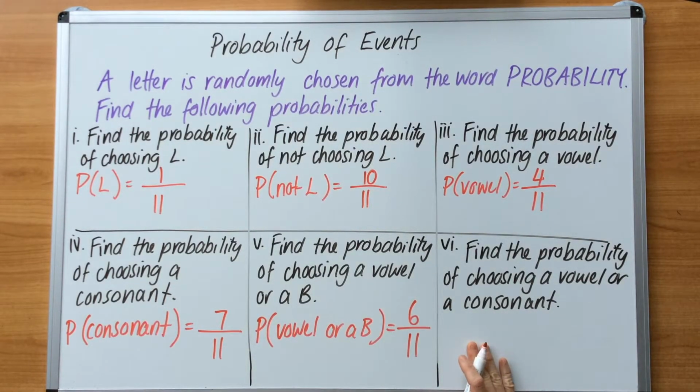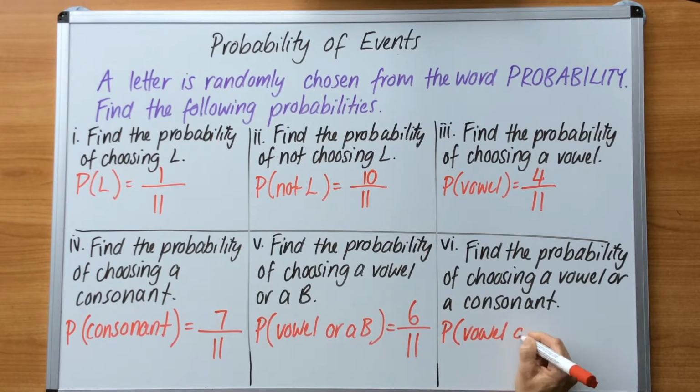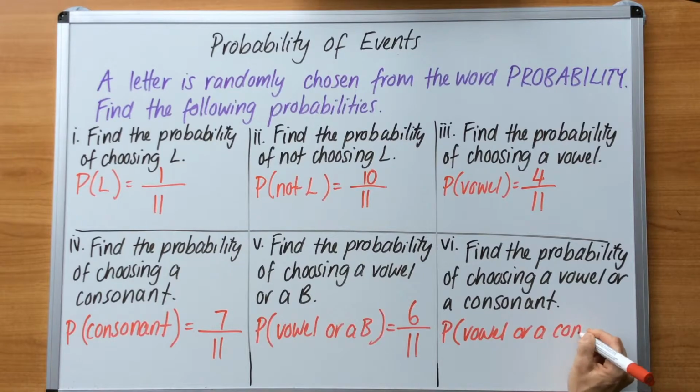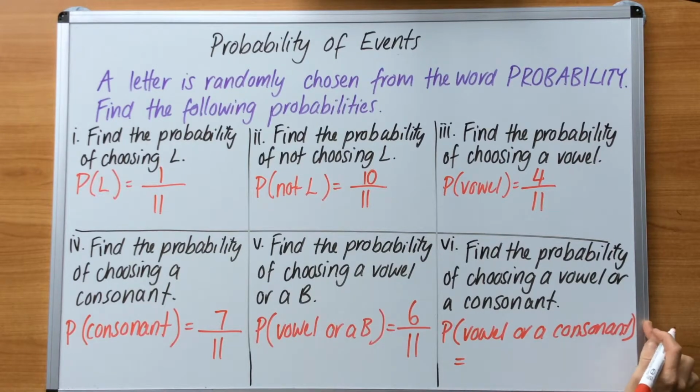And finally, the last question here says find the probability of choosing a vowel or a consonant. So P bracket, vowel or a consonant. I'm going to run out of room here. I'll put it underneath here, equals. Normally that would be over here.